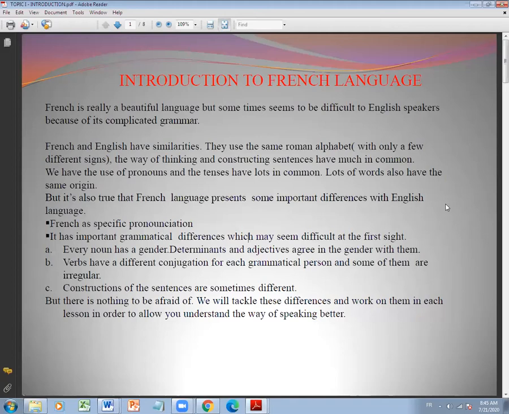It has important grammatical differences which may seem difficult at first sight. A, every noun has a gender. Determinants and adjectives agree in gender with them. B, verbs have a different conjugation for each grammatical person, and some of them are irregular. C, constructions of the sentences are sometimes different. But there is nothing to be afraid of. We will tackle these differences as we work on them in each lesson, in order to allow you to understand the way of speaking better.